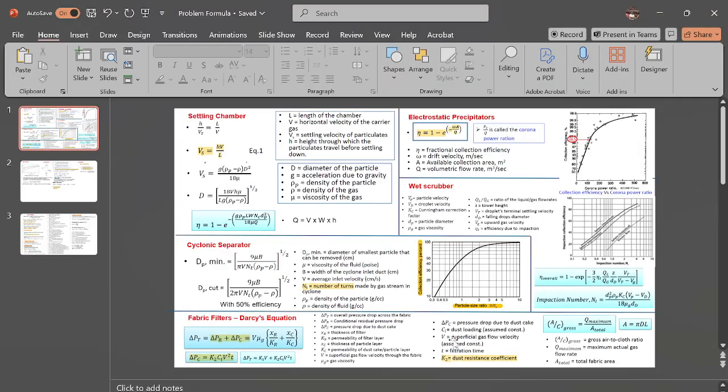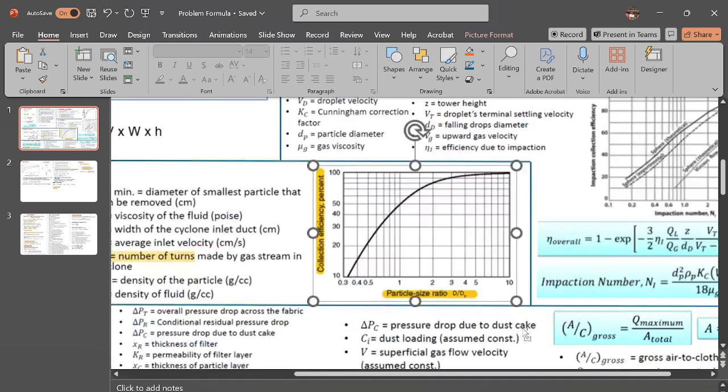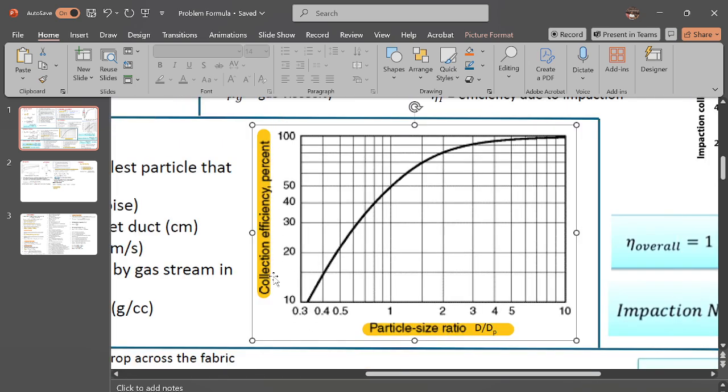Okay, I will go with the formula sheet now. So there is a graph. The collection efficiency for the cyclone separator can be identified with this graph. In this graph, you can see the y-axis is the collection efficiency of the cyclone separator. The x-axis is the particle size ratio. Particle size ratio is d by d cut. That is the particle size ratio.